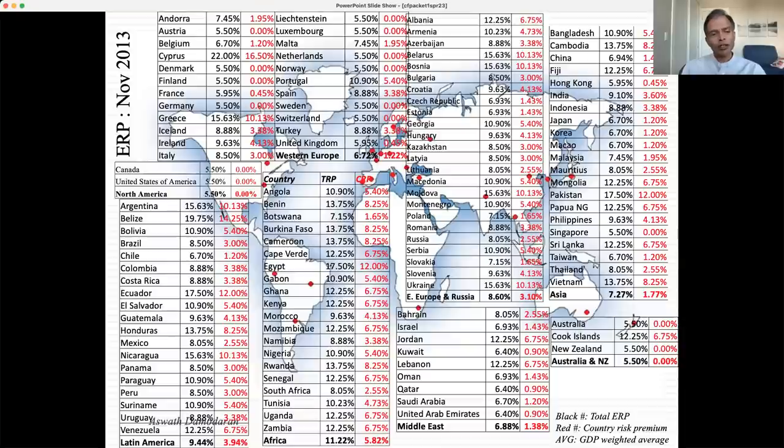I have about 80% of the world covered here. You know who you won't see on this map? Any country without a rating. They're called frontier markets. Why wouldn't a country have a rating?